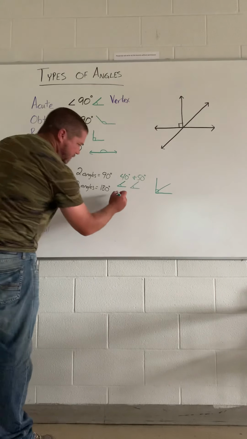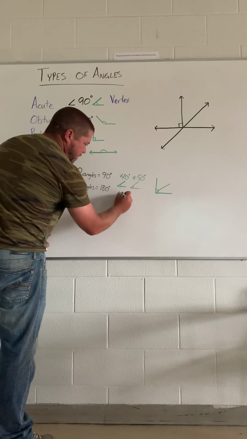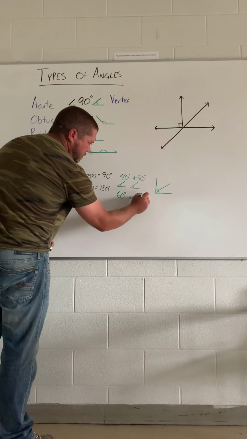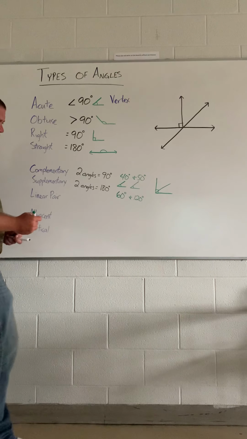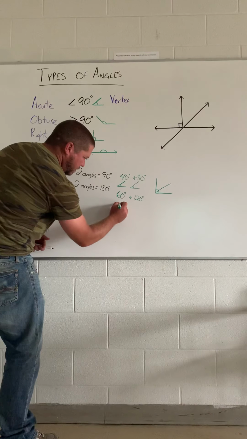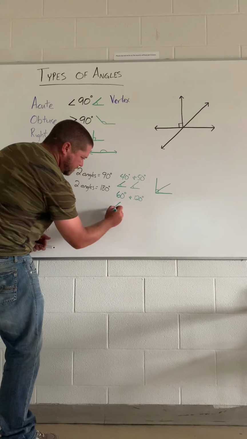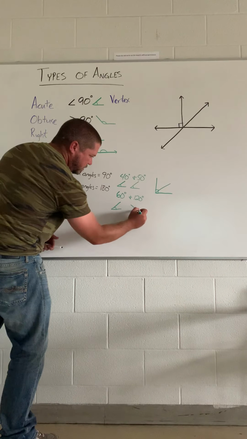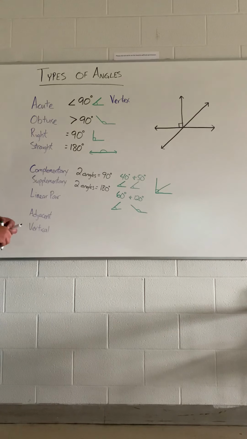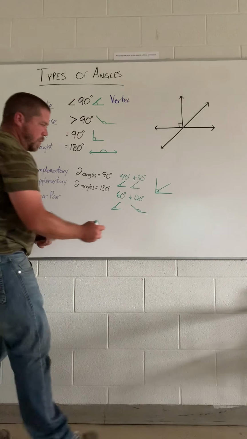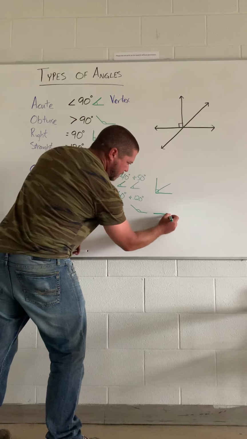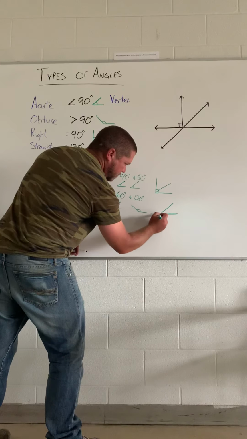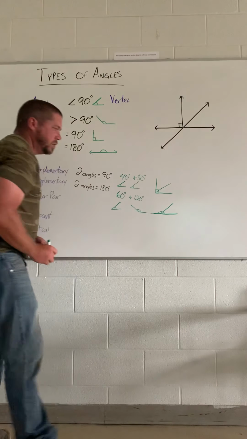So we may have a 60 degree and 120 degree, those total 180. So it may be somewhere around 60, somewhere around 120 to get your total of 180. Or the same thing, you may see a straight line with two different angles, the total 180.